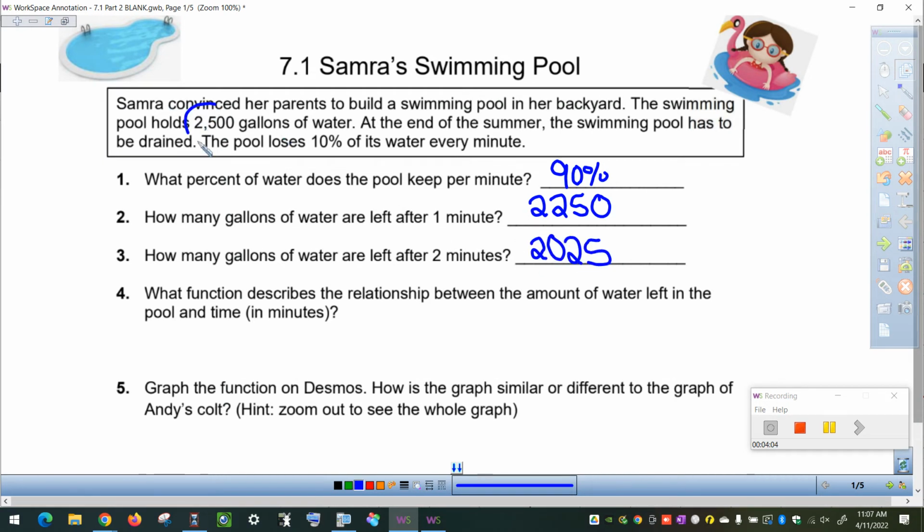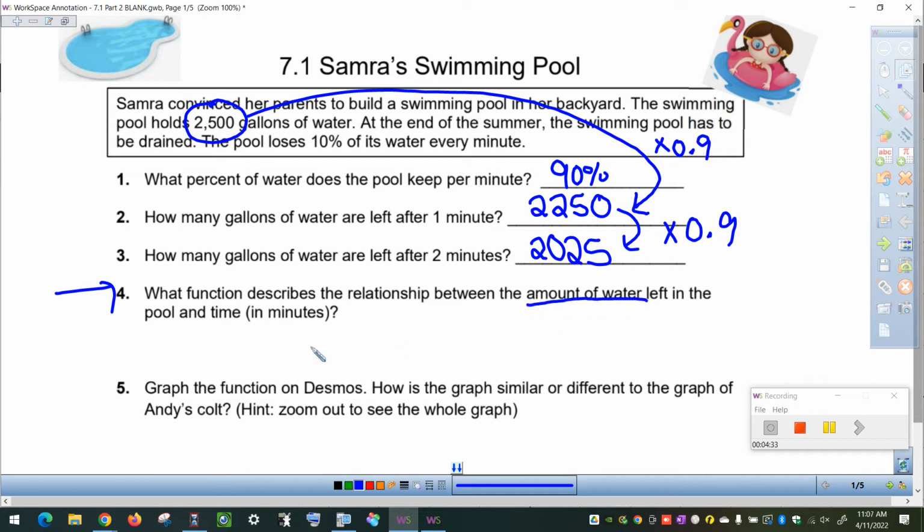Okay, so I'm going to think about going from that first starting amount to get to the answer after the first minute, we multiply by 0.9, and then to get to the answer after the second minute, we multiply by 0.9 again. And so it seems that the number of times we multiply by 0.9 is the same as however many minutes have passed. And so that can help us with part 4 here, figuring out how to write an equation.